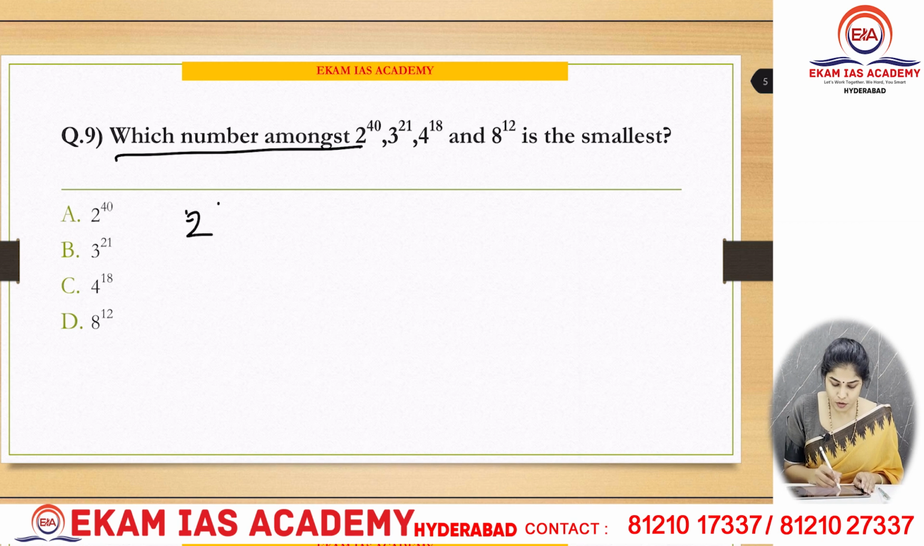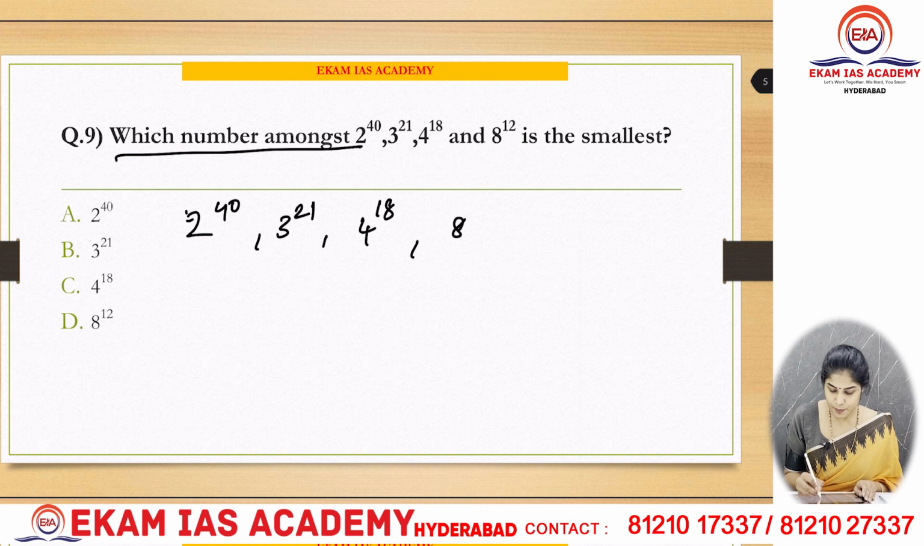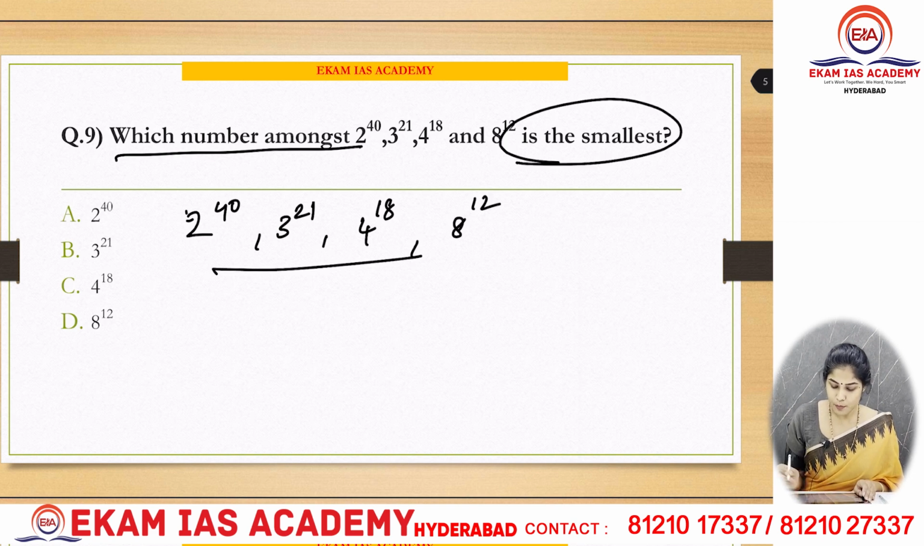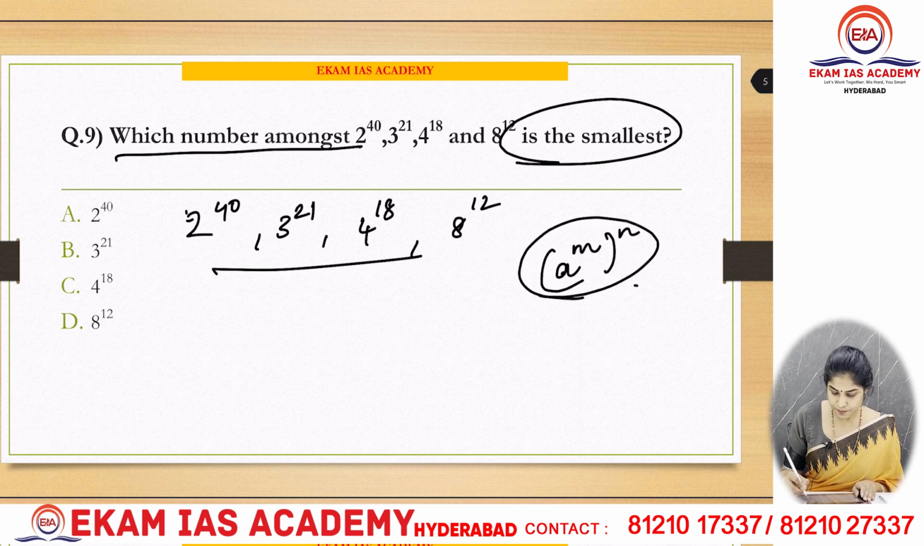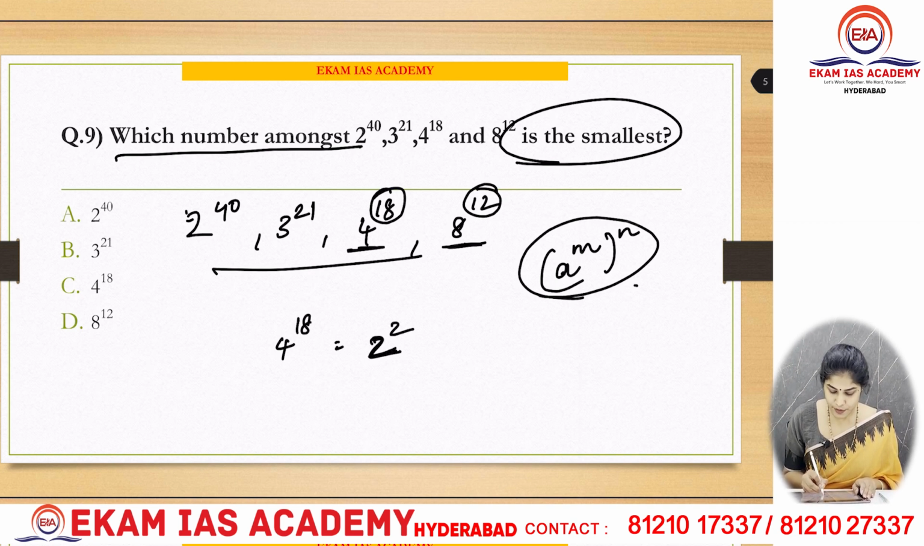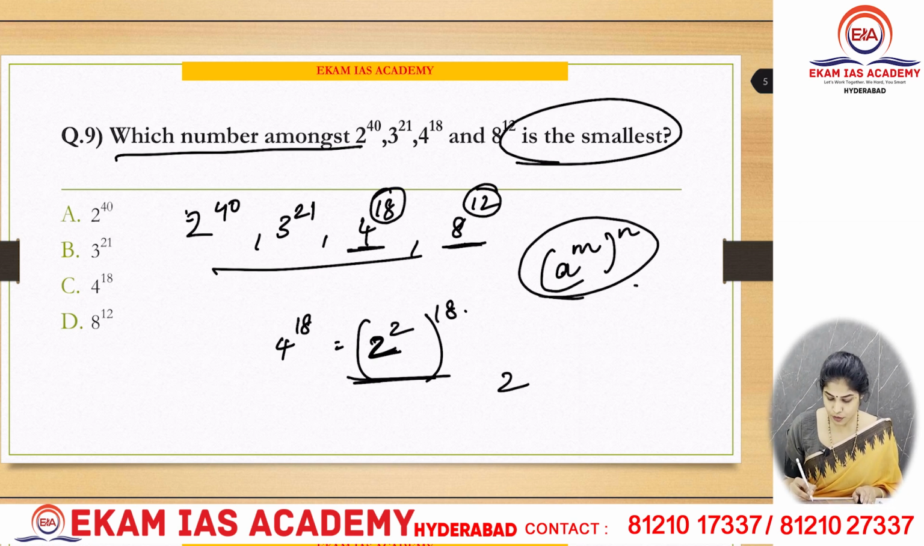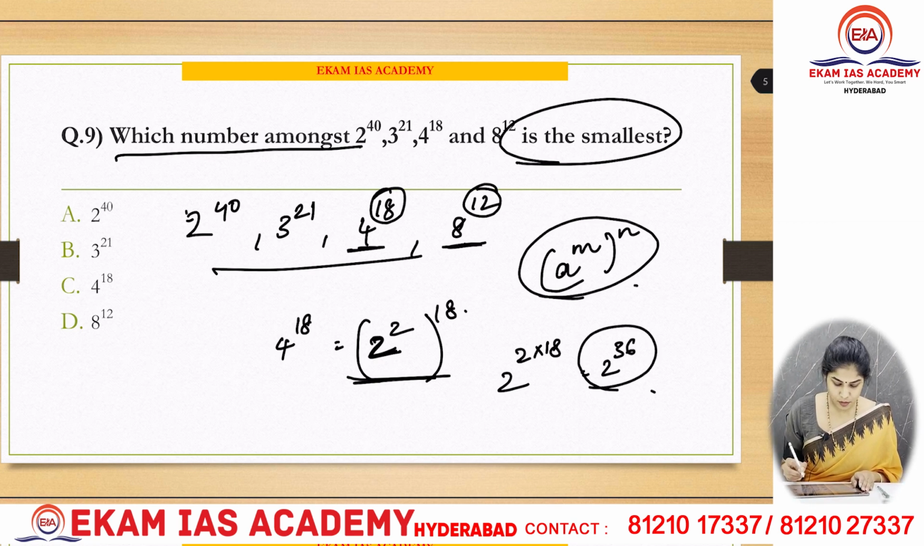Which number amongst 2 power 40, 3 power 21, 4 power 18, 8 power 12 is the smallest? Before knowing this, we have to know a power m into n formula. So 4 power 18 and 8 power 12 we can write in terms of 2. Like 4 power 18, 4 we can write as 2 power 2 whole power 18. Right. So it is 2 power 2 into 18, which is 2 power 36. So this we can write as 2 power 36.